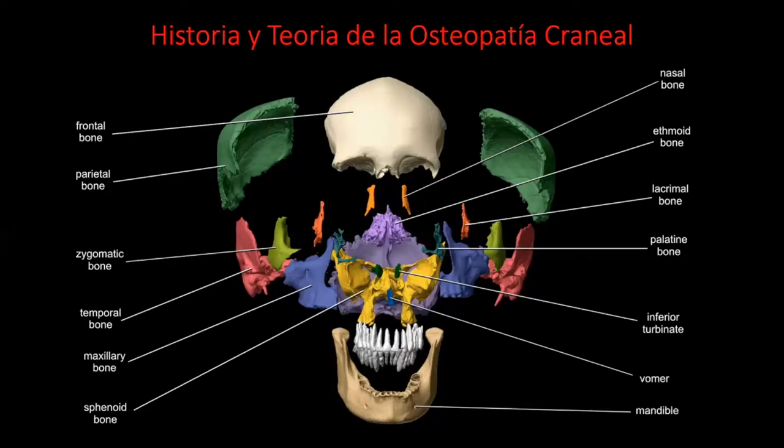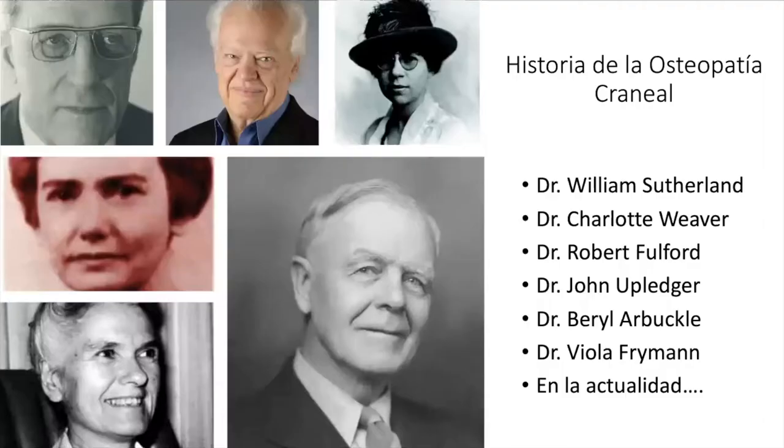Entonces, en esta parte, primera parte de osteopatía craneal, que es la parte más básica, vamos a hablar de la bóveda craneal y cómo esta contiene el cerebro internamente. We call this in the osteopathic profession Historia de la osteopatía craneal. And the rest of the world are calling it craniosacral therapy.